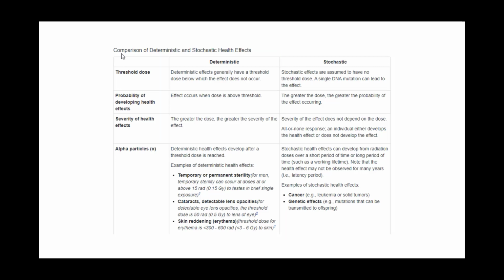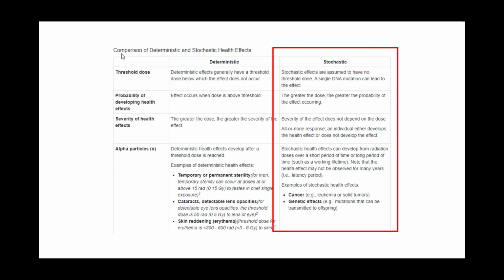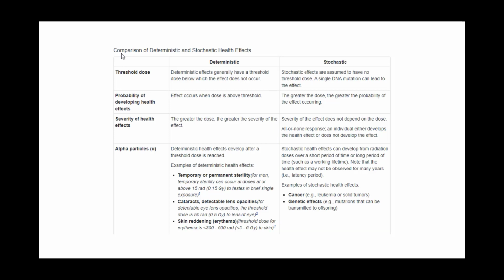Now, let's go to stochastic. Totally different. Stochastic effects are assumed to have no threshold dose. So when we talk about ionization of tissue, there is no threshold dose associated with stochastic effects. Either they will happen or they will not.